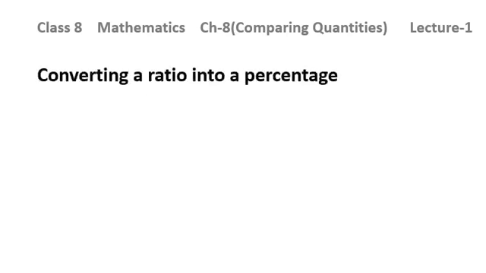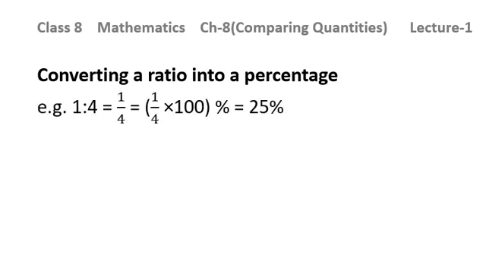Now coming to this topic, converting a ratio into a percentage. How to convert a given ratio into a percentage? This is the ratio, 1:4 is given to you and you need to convert it into a percentage. 1:4 will be written like this, 1/4. Then we need to convert it into a percentage, so it will be multiplied like this, 1/4 into 100%, so it will be 25%. First of all, convert the ratio into a fraction, that will be 1/4. 1/4 into 100% will give you 25%.